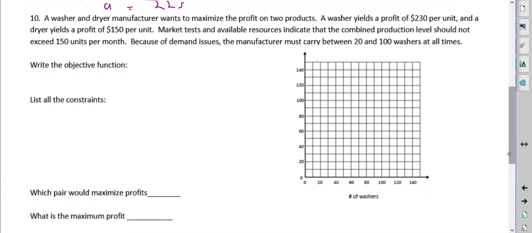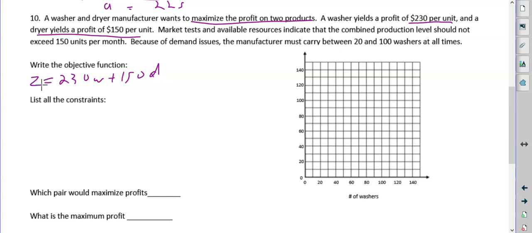Right. A washer and dryer manufacturer wants to maximize the profit on 2 products. A washer yields a profit of $230 per unit, and a dryer is $150 per unit. So I'm going to use W and D, washer and dryer. The profit, the objective function, is 230 W plus 150 D. That's my Z.